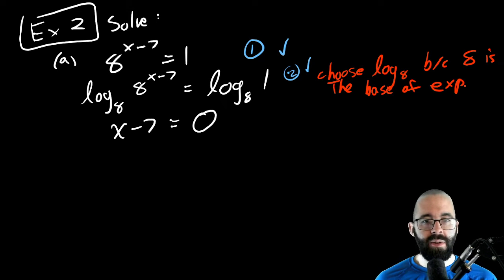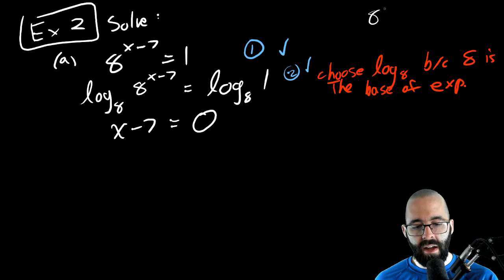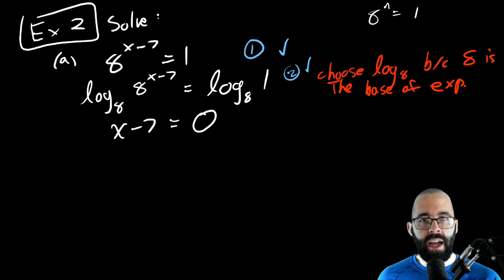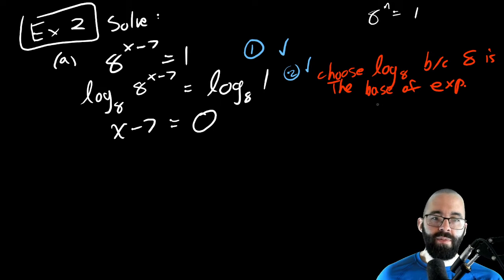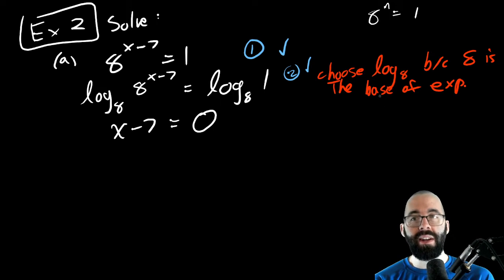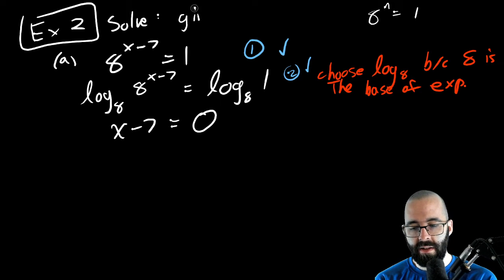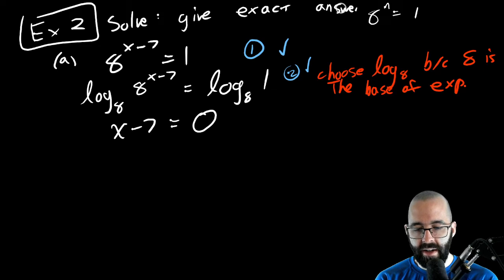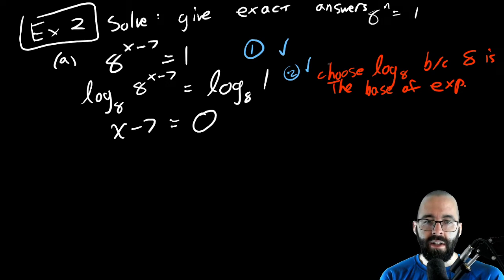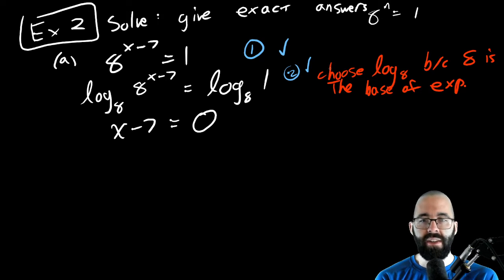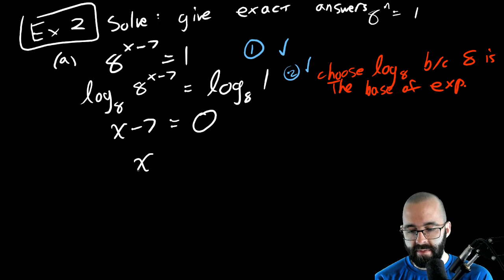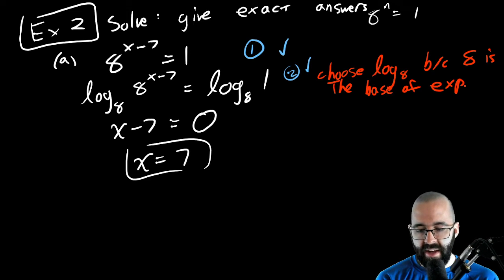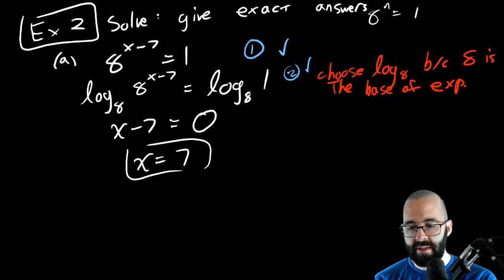We could convert that to exponential form. 8 raised to what exponent equals 1? 8 raised to the 0th power equals 1. We could also evaluate this with a calculator, change base, but we want exact answers here. If you use a calculator, make sure you're getting exact answers. Otherwise, you're going to have to leave it as a logarithm. In other words, x is 7, and we can check our answer.